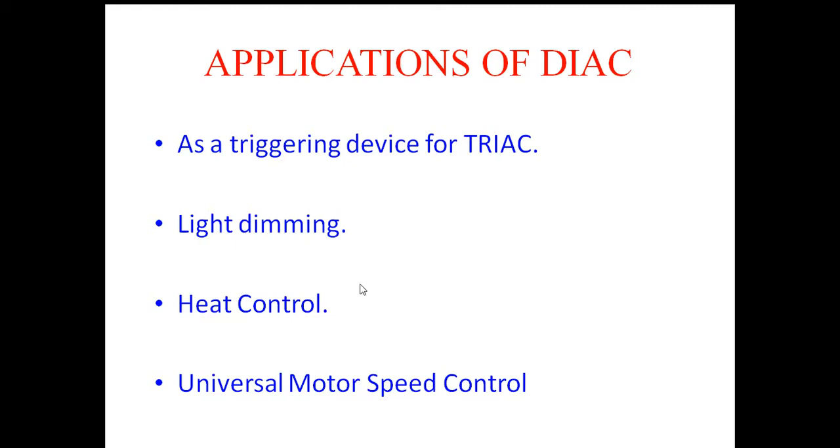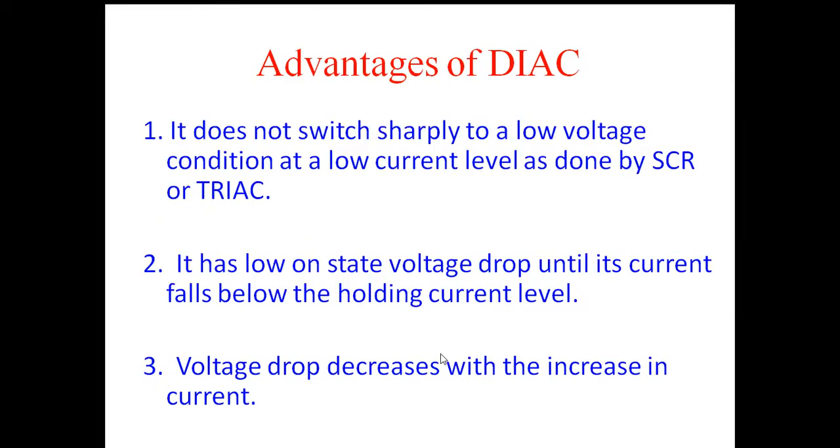It is also used in heat control. Generally, like in air conditioners, whenever the temperature of the room exceeds some limit according to the setting, the voltage will change accordingly. At that voltage the diac starts conducting. Like this, it will be used in heat control circuits. It is also used in universal motor speed control circuits.